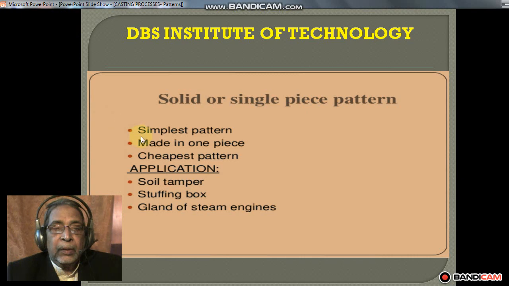What is a single piece pattern? A single piece pattern is the simplest pattern. It's not complicated. It is made in one piece. It is very cheap. And what is the application of this pattern? We can make soil tampers, stuffing boxes, glands or steam engines with this type of pattern.